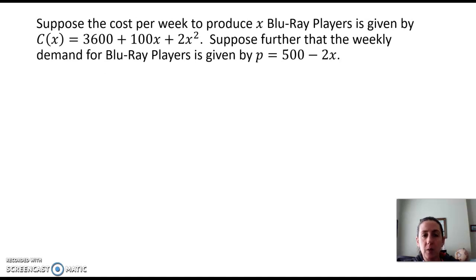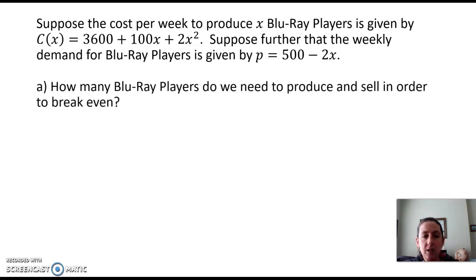Suppose the cost per week to produce x Blu-ray players is given by 3,600 plus 100x plus 2x squared, and that we also know that the weekly demand is P equals 500 minus 2x. Let's start by finding how many Blu-ray players we need to produce in order to break even.